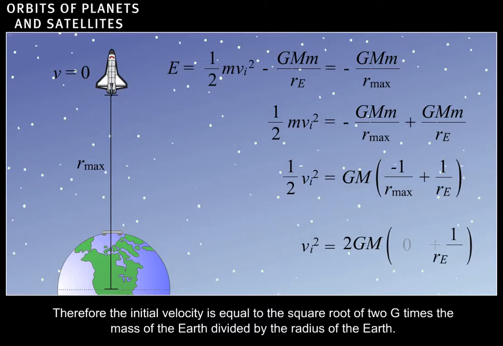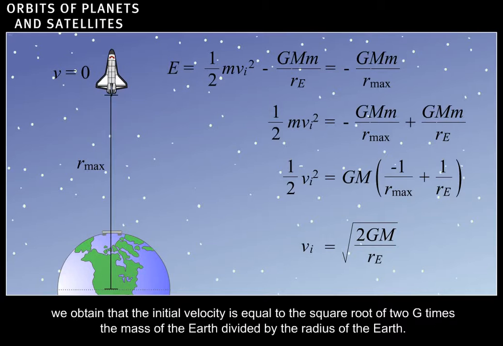Therefore, the initial velocity is equal to the square root of 2 times G times the mass of Earth divided by the radius of Earth. We obtain that the initial velocity is equal to the square root of 2G times the mass of the Earth divided by the radius of the Earth.